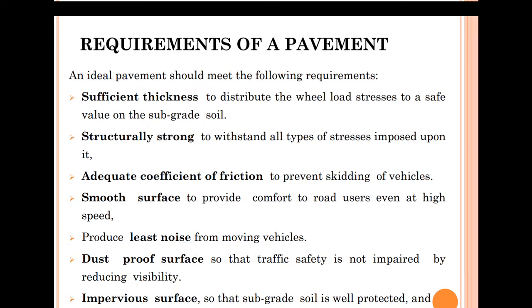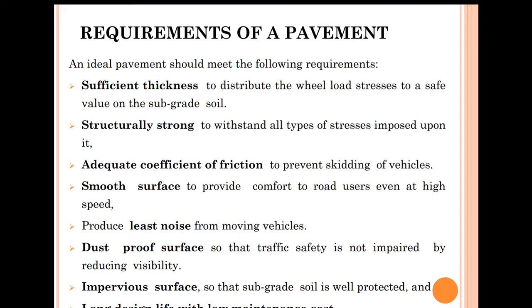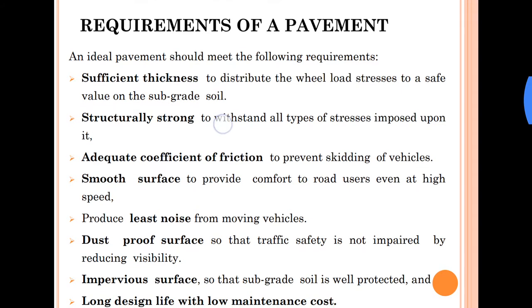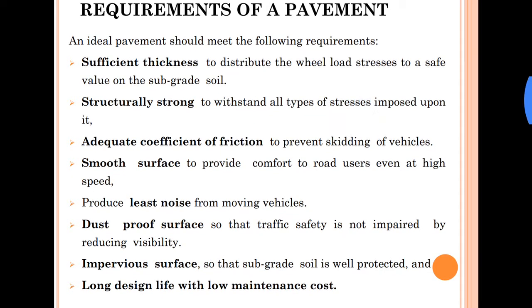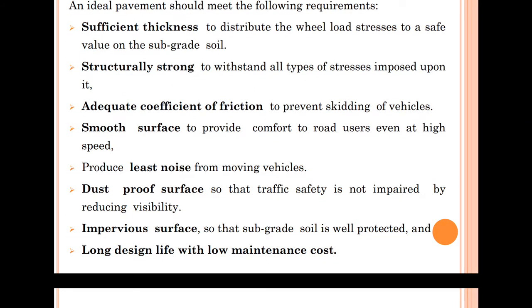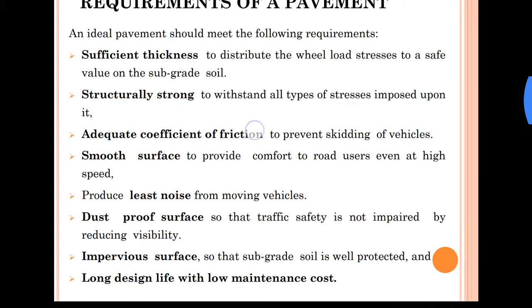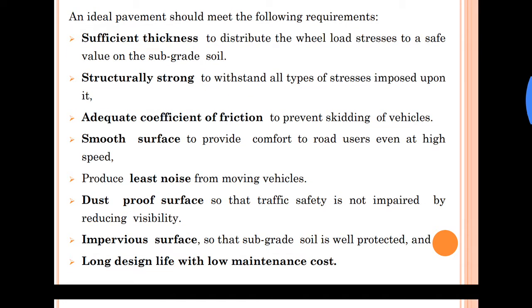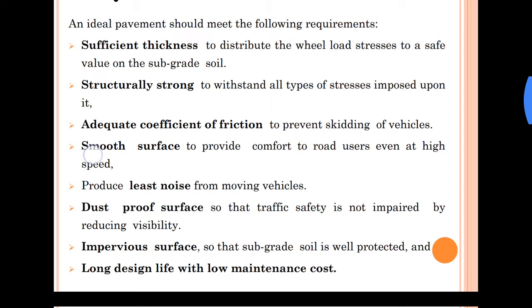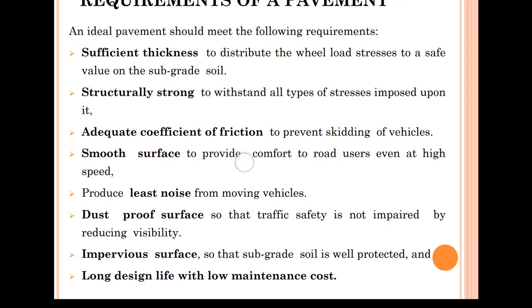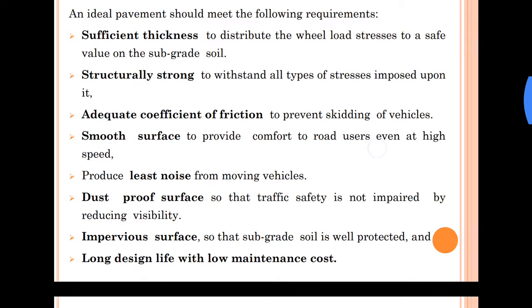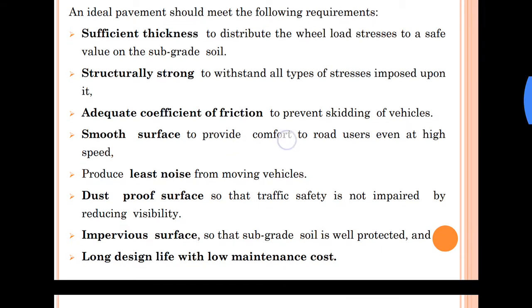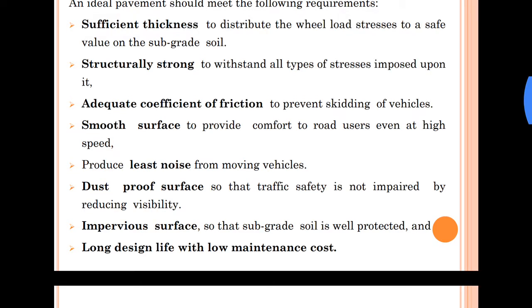Okay. The thickness should be sufficient so as to distribute the load coming over the layers. Okay. It should be structurally strong. There should be least deflection and least deterioration. There should be adequate coefficient of friction. Okay. In order to avoid the skidding or slipping of the vehicles. It should be smooth. It should have a smooth surface. Okay. In order to provide comfort to the road users. There should not be too many undulations on the road surface.